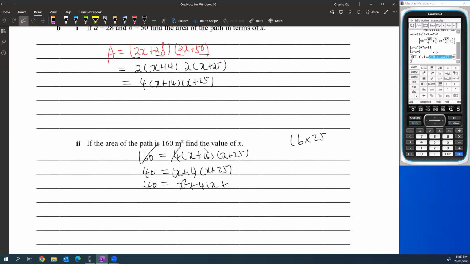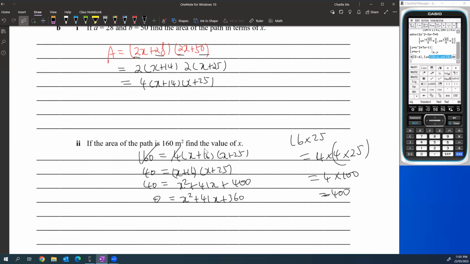And then plus 16 times 25. 16 times 25, you might be thinking of using a calculator. No, you don't need to. 16 means 4 times 4, and times 25. 4 times 25 is 100, a bit of associative law, times by 100, that's 400. All right, 400. Okay, let's keep going. 0 equals x squared plus 41x plus 360.